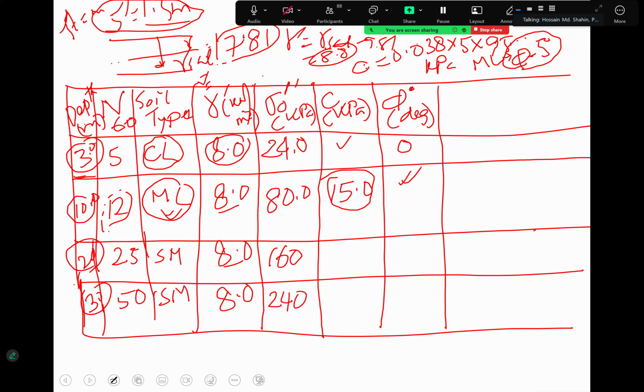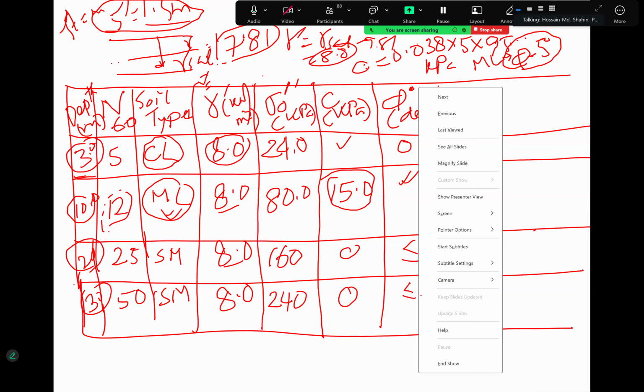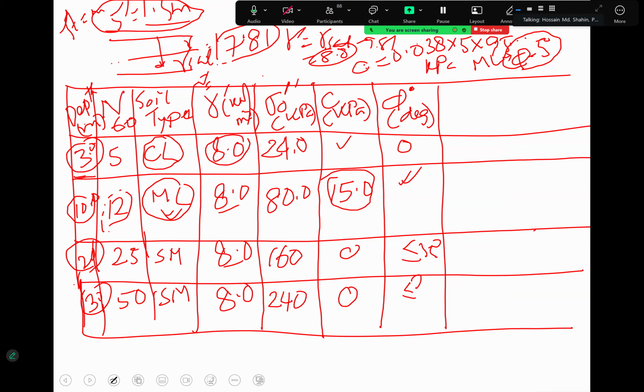Okay, then SM. For SM, always consider 0 here, 0 here, and the same equation, maximum 35 degree. Same equation, maximum 35. If it is 50, it will always be 35, always 35 degree. If it is less than 35, use that. So you have these two important parameters.